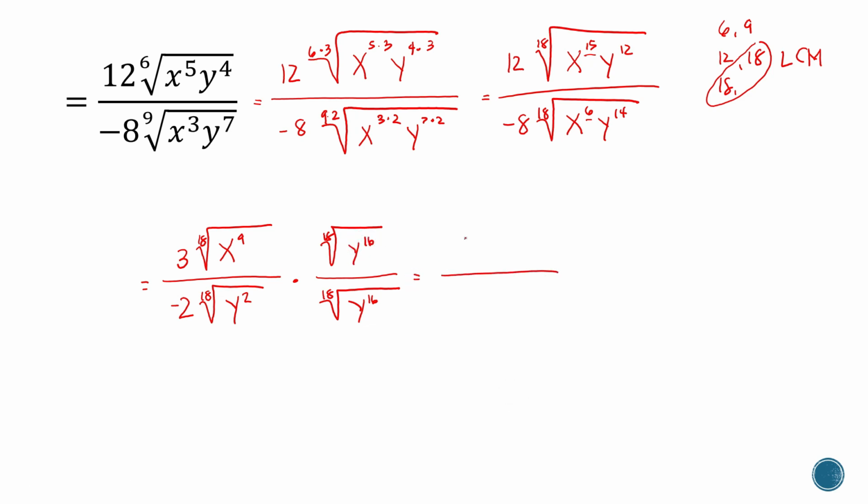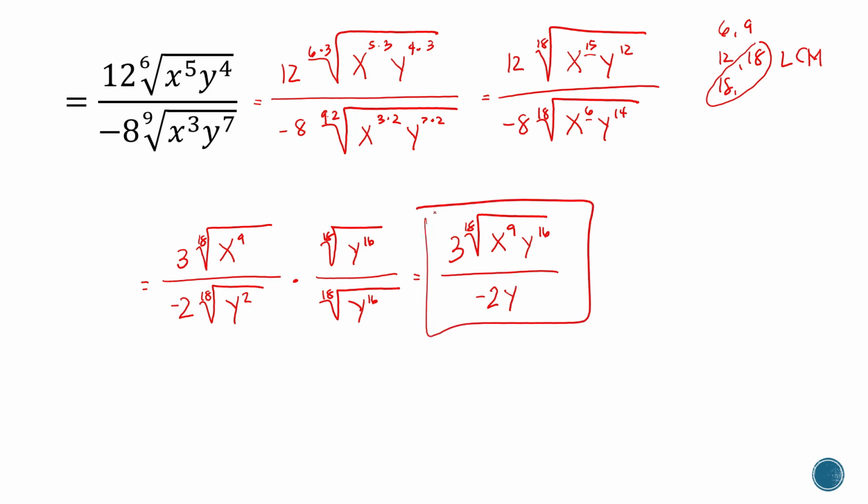And the final answer is going to be 3 to the 18th root of x raised to 9, y raised to 16. Okay. So 2 plus 16 is 18. And the 18th root of y raised to 18 is equal to just y. So this will just be equal to negative 2y. And that will be the answer for this one. And that's how we divide radicals with different indices.